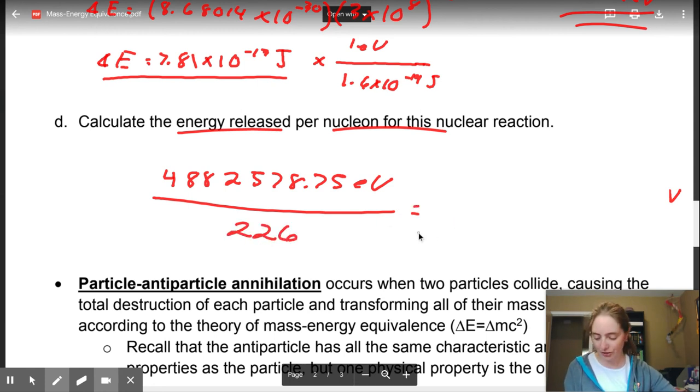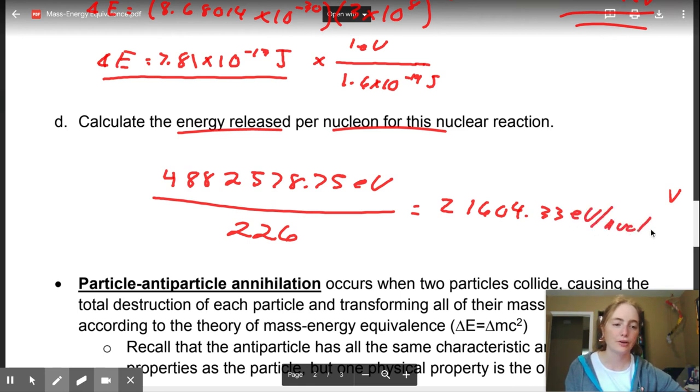Okay, so ladies and gentlemen, we're then going to get 21604.33 electron volts per nucleon. So let's put this into our sig digs here. So 2.16 times 10 to the power of 4 electron volts per nucleon.